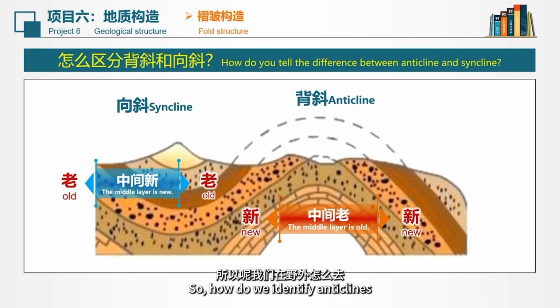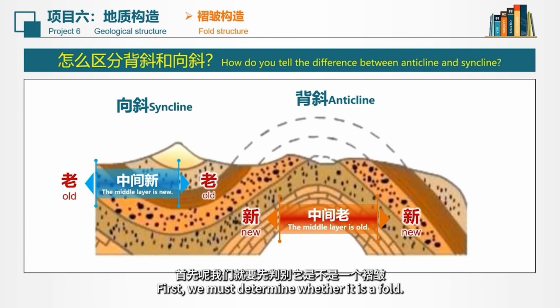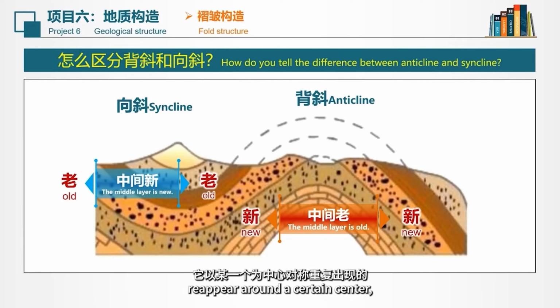So, how do we identify anticlines and synclines in the field? First, we must determine whether it is a fold. If the strata symmetrically reappear around a certain center, then it is definitely a fold. Then, based on the age relationship, if the center is old and the sides are new, it is an anticline. If the center is new and the sides are old, it is a syncline.